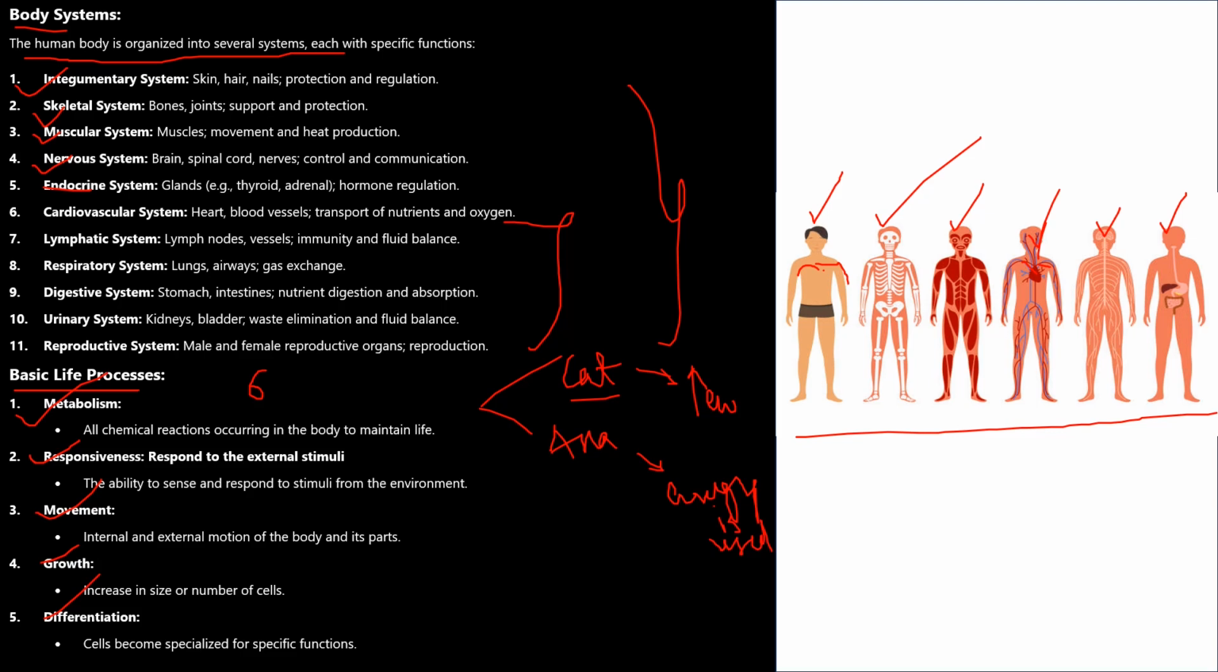Responsiveness is responding to external stimuli. This is a basic life process. When someone touches you, you feel that somebody is touching your skin, your hand. You can feel it and you will respond to it. The ability to sense and respond to stimuli from the environment is called responsiveness, and this is a basic life process. The next is movement, where you walk around, etc., the internal and external motion of the body and its parts.